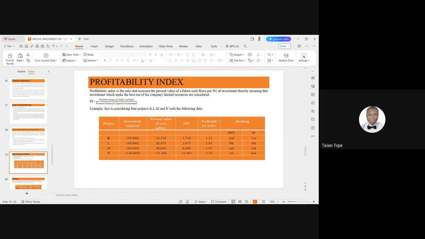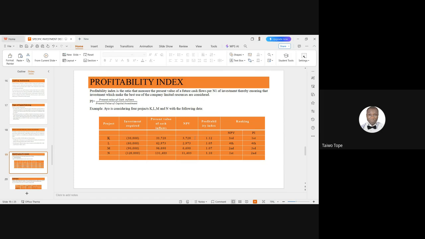Now, ranking based on NPV of each of these projects, we discover that project N has the highest NPV and is ranking first, and project M is ranking second with 6,690, and project K is ranking third with 3,720 based on net present value, and project L is ranking fourth with 2,973 NPV.